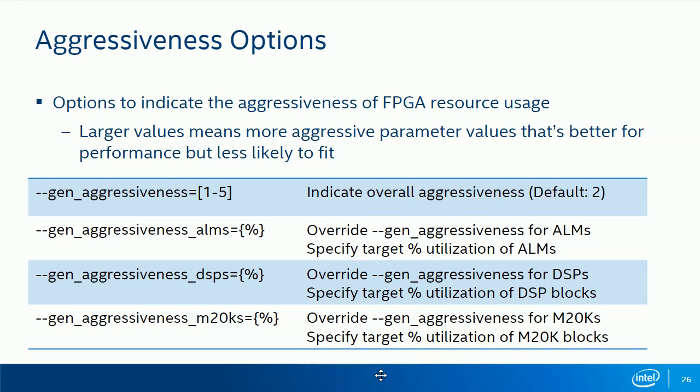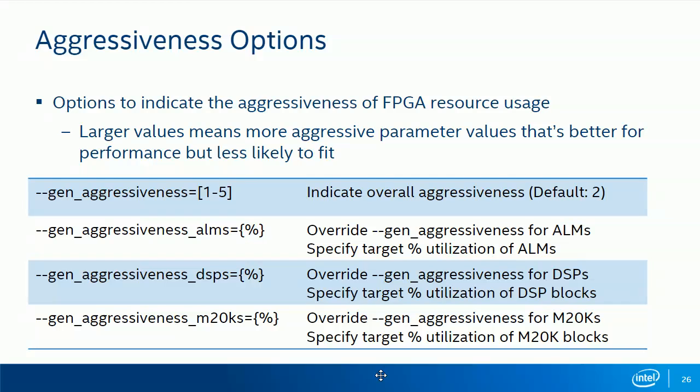When you run the Architecture Generator, you have the option to indicate how aggressive the FPGA resource usage should be. A larger value will result in more aggressive usage that will likely lead to higher performance. However, it also may increase the architecture compilation time as well as the likelihood of a no-fit on the FPGA. Use the --gen_aggressiveness option when running the Architecture Generator to specify an overall aggressiveness from 1 to 5. The default value is 2.